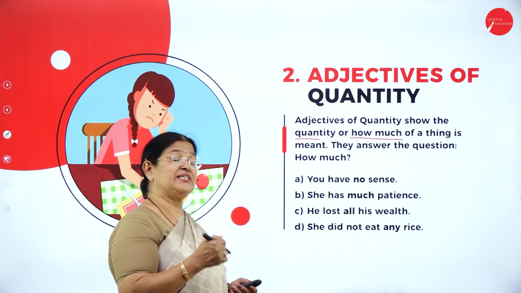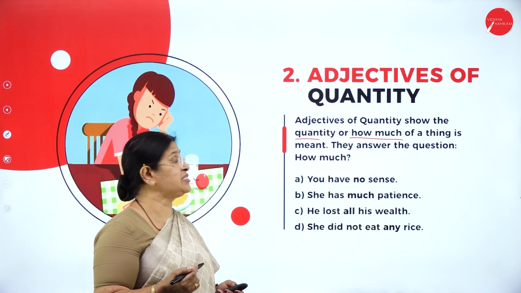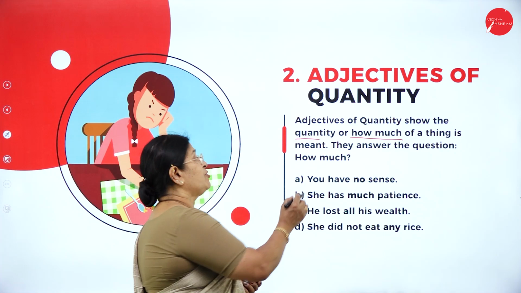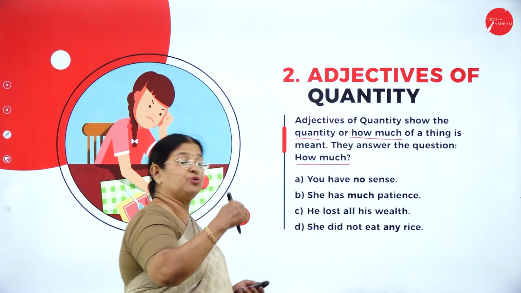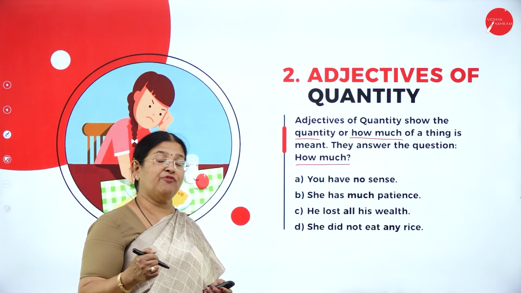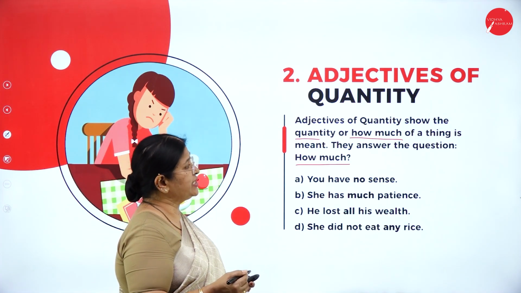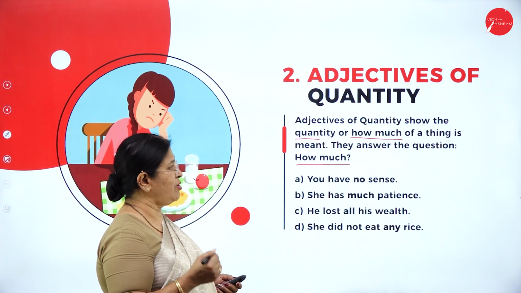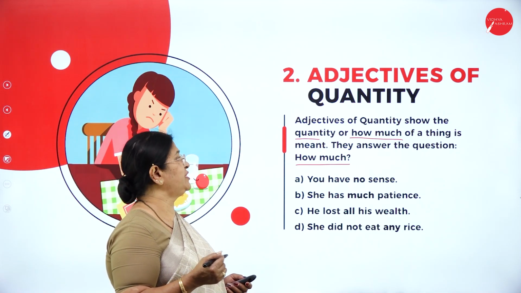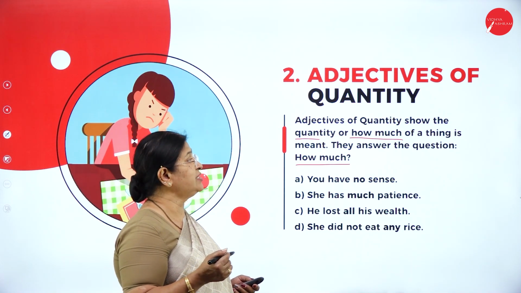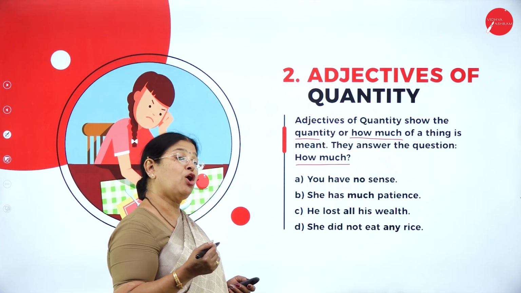Here we are mentioning the adjective of quantity. So it will obviously be what? How much. So what question are you going to pose to get to know the adjective of quantity? It is how much. So I repeat once again, adjectives of quantity show the quantity or how much of a thing is meant. They answer the question, how much?